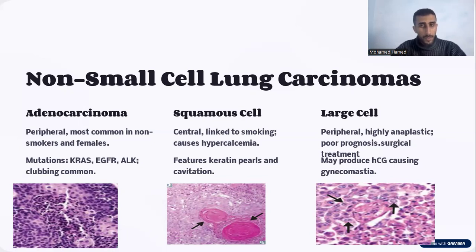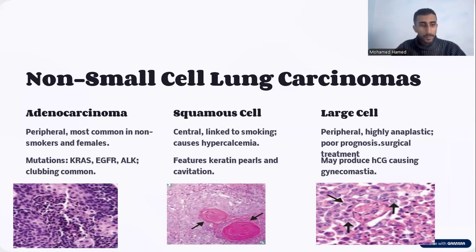And there are some specific mutations you have to memorize: the KRAS mutation, EGFR mutation, and ALK mutation. So KRAS, EGFR, and ALK mutations are associated with adenocarcinoma, and clubbing is common. Another name is hypertrophic osteoarthropathy. So hypertrophic osteoarthropathy is associated with some conditions such as bronchiectasis, for example, and cyanotic congenital heart disease. And it is also associated with the subdivision of non-small cell lung carcinoma, which is adenocarcinoma.